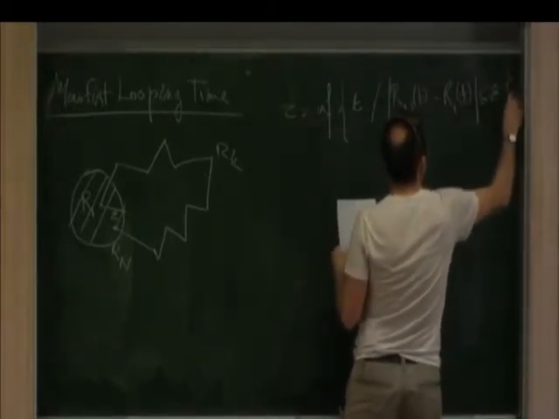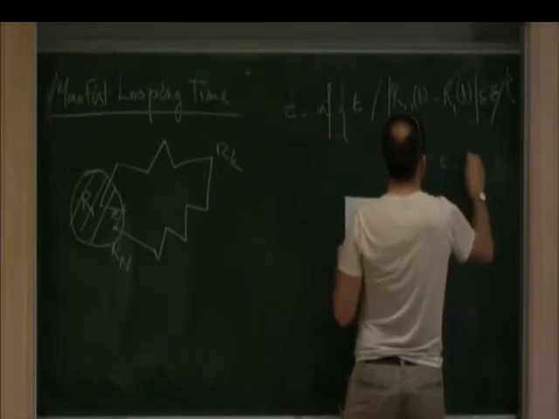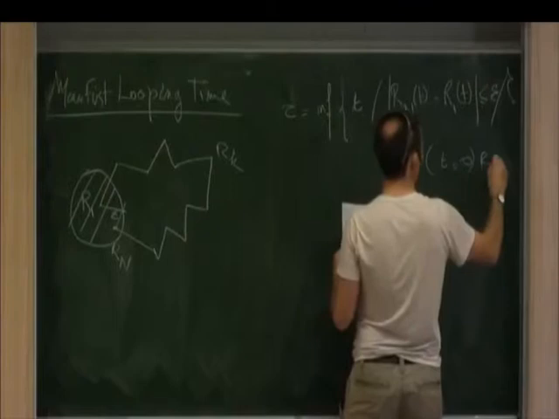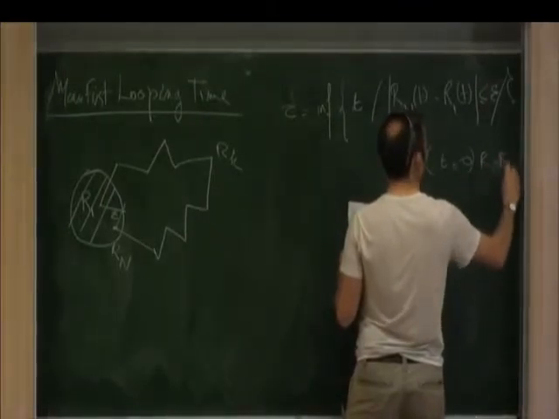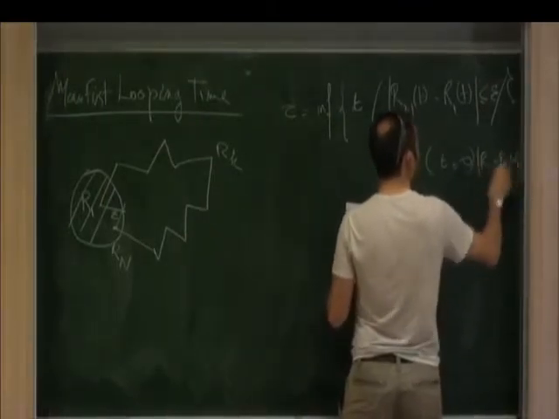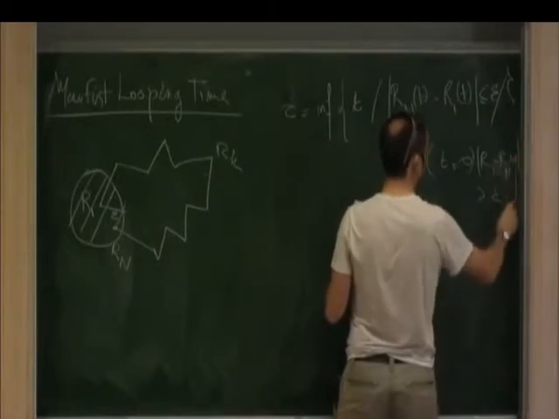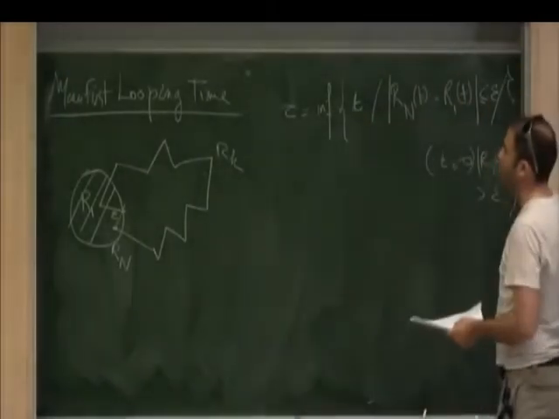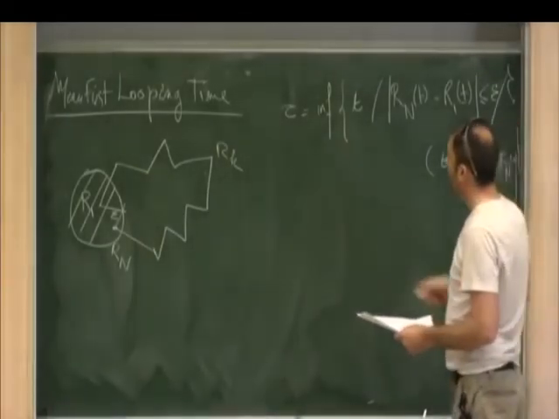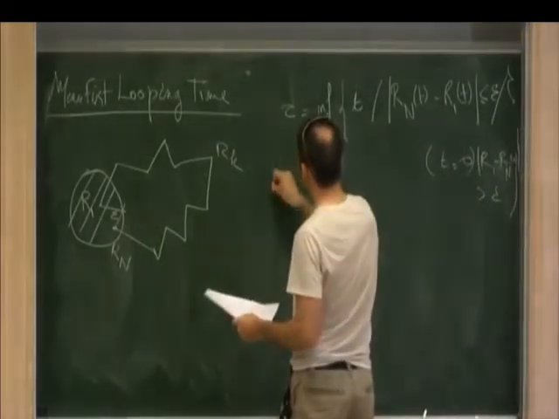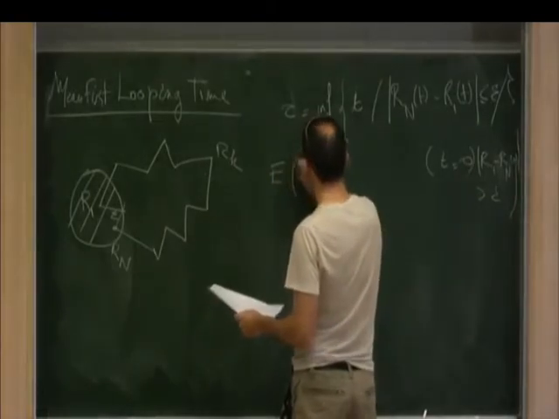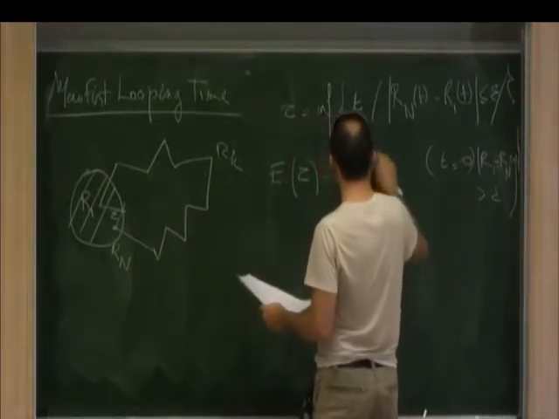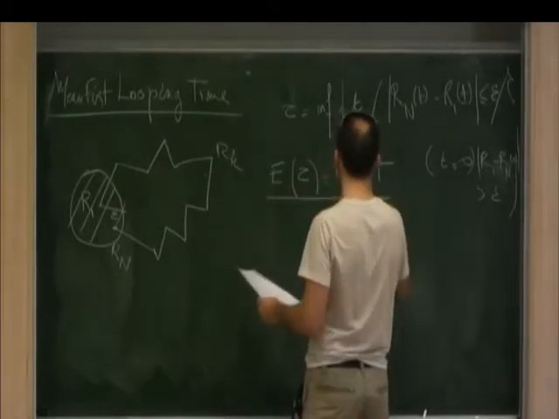Condition that, of course, at time 0, the distance between R1 and Rn at 0 is strictly less than epsilon. It's whatever it is. If, for example, it is given. You have a given length. So now we're interested in calculating the mean. This is what we're interested in. Mean first looping time. How you calculate this time asymptotically.